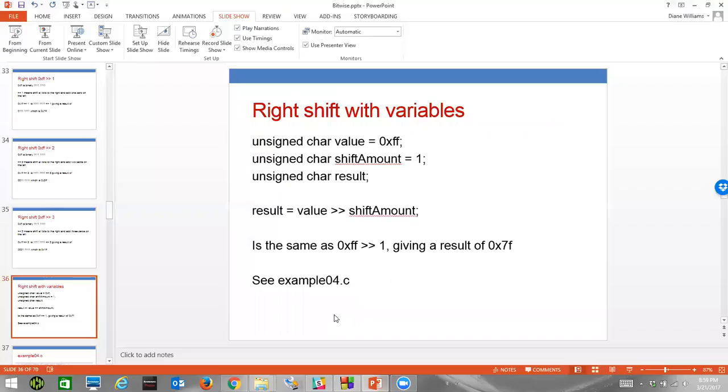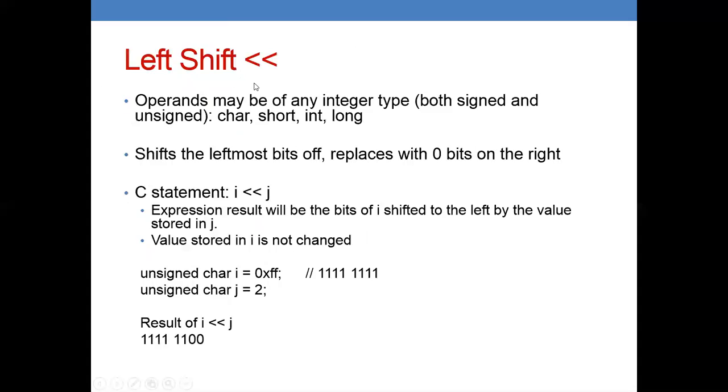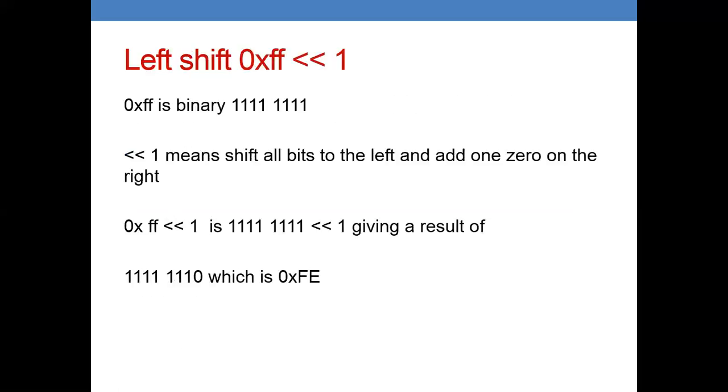And let's take a look at the left shift. The left shift just works in the opposite direction. It looks like 2 less than signs. Once again, the operations can be of any integer data type, both signed and unsigned. We're going to shift the leftmost bits off the left and replace those with 0 bits on the right. Let's take a look. We're going to use our hex FF. We're going to left shift 1 bit.